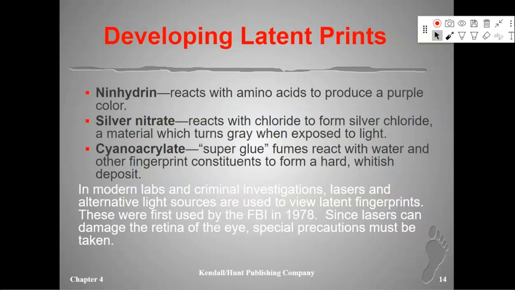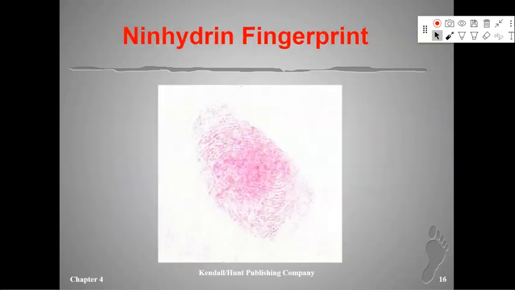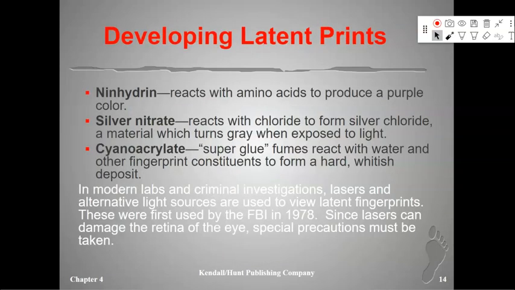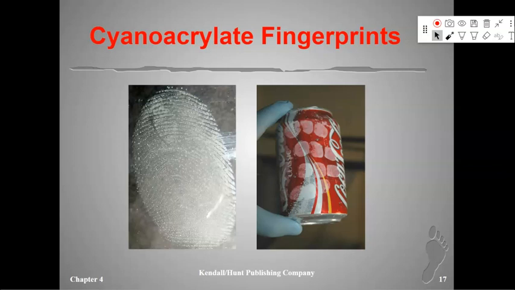Ninhydrin reacts with the amino acids, and you get this purple color. So this is what a ninhydrin print looks like. Silver nitrate reacts with the chloride. You get silver chloride, which is like this really light gray color. When you put light on it, it'll actually be exposed, and you'll see it show up. And cyanoacrylate, which is superglue fumes. So if you heat up superglue, the fumes will react with the water, and then some of the other things in fingerprints, and you'll get this hard white deposit like this. These are some superglue fumed prints.